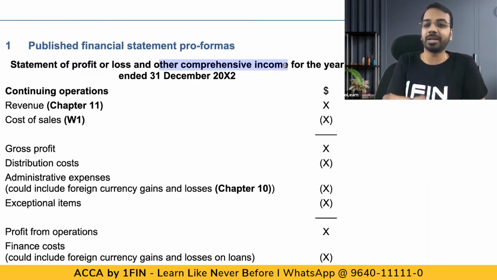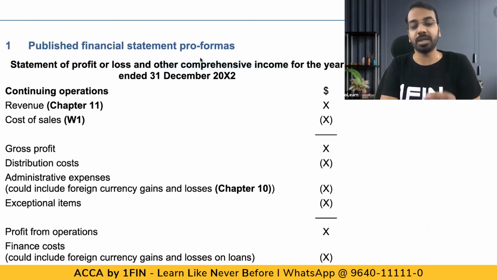Other comprehensive income are those specific items which are in the nature of income or some gains, but they are not reported as profit in the current period. They may be reported as profit in the future, or they may not be reported in the profit. But this other comprehensive income is also something which belongs to the shareholders, which belongs to the owner. So we'll understand subsequently.